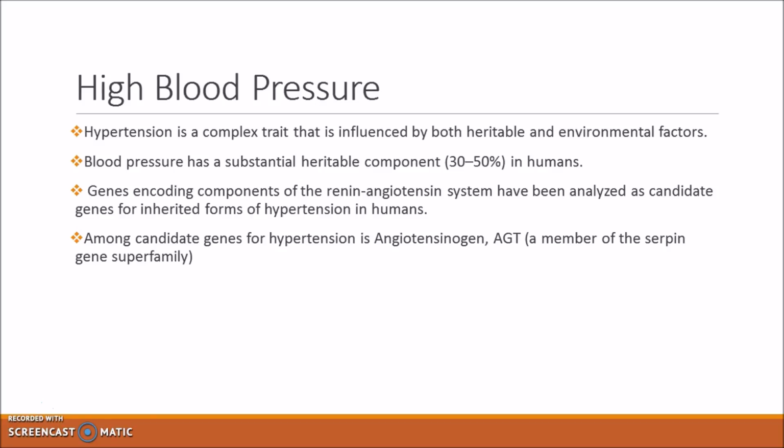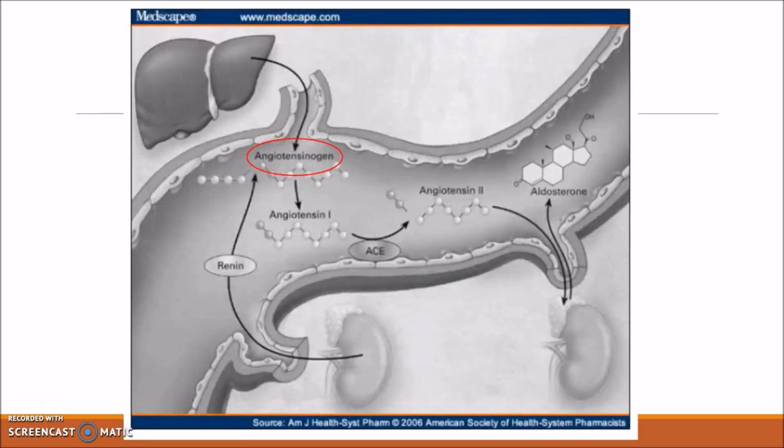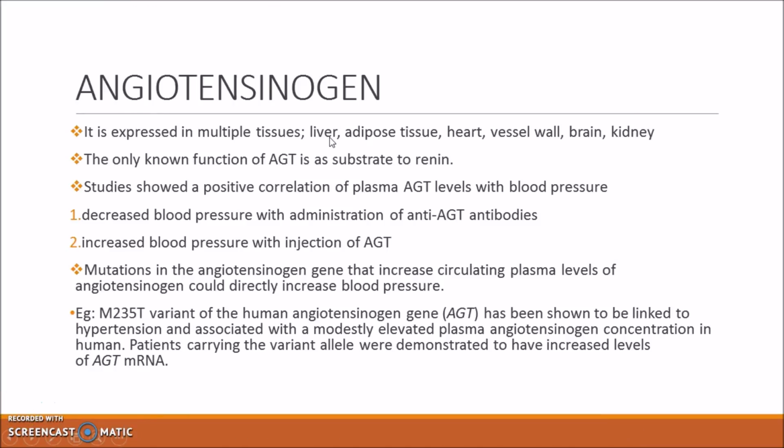The genes encoding components of the renin-angiotensin system have been analyzed as candidate genes for inherited forms of hypertension in humans. Among the candidate genes for hypertension is angiotensinogen, which is a member of the serpin superfamily. As you can see in this pathway, angiotensinogen is the substrate responsible for causing hypertension. Angiotensinogen is expressed in multiple tissues like the liver, adipose tissue, heart, vessel wall, brain, and kidney.